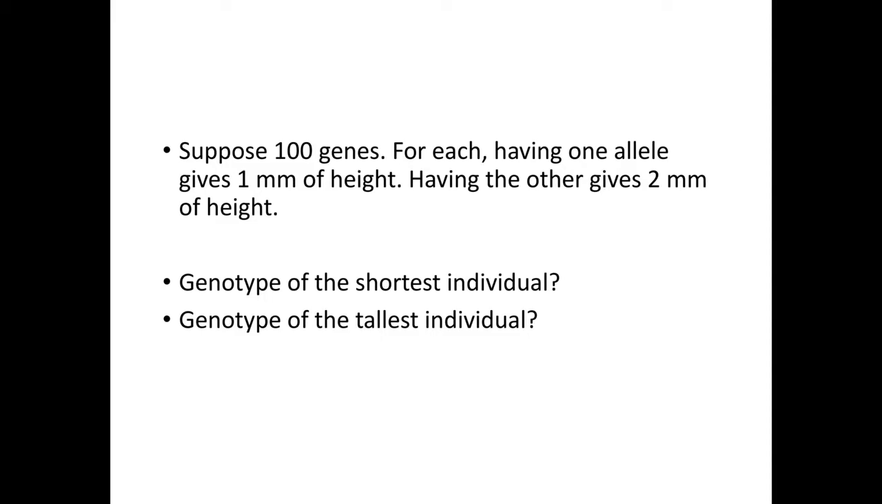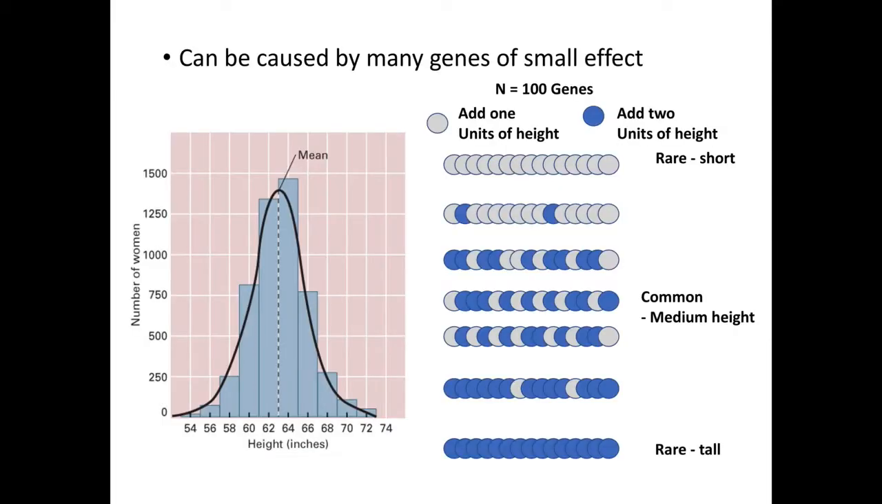So then it's worth thinking about, with that scenario, what would be the genotype of the shortest individual? Or what would be the genotype of the tallest individual? And clearly the genotype of the shortest individual would be the one that is homozygous for all 100 genes for the allele that contributes only 1 millimeter of height. And the genotype of the tallest would be homozygous for the alleles that give 2 millimeters of height. And it's that sort of framework is how we think about quantitative traits and how the normal distribution arises out of it, right?